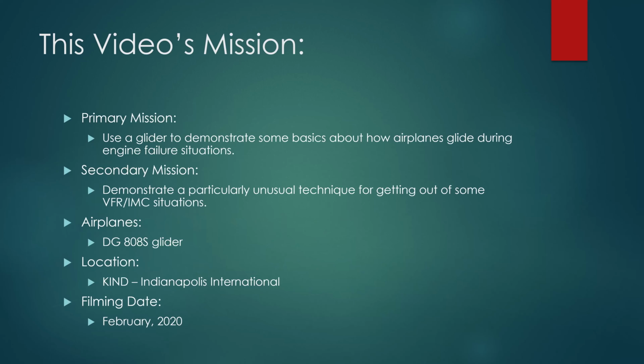Primary mission for this particular flight is to use a glider, a particularly high-performance glider at that, to demonstrate some basics about how airplanes glide during engine failure situations. Gliding is a lot of fun, and there are some principles that we as controllers can use to understand how to deal with engine failure situations.